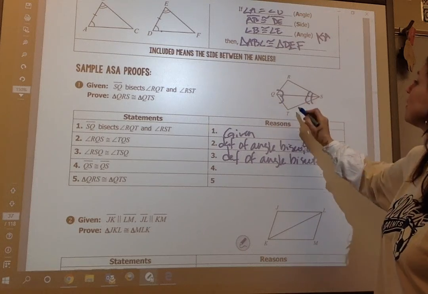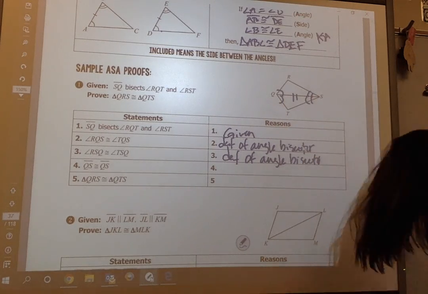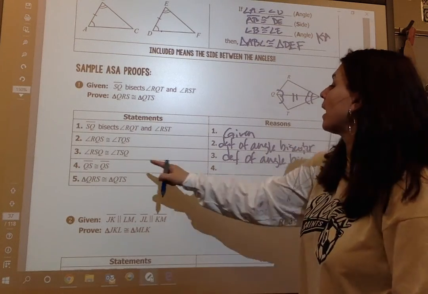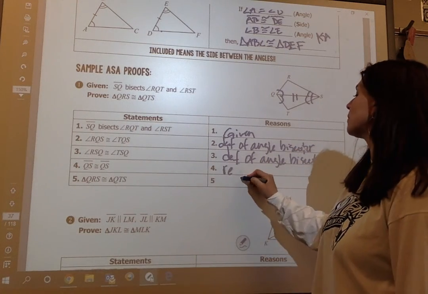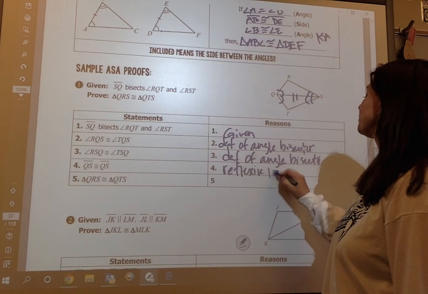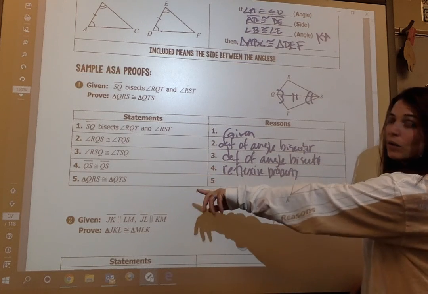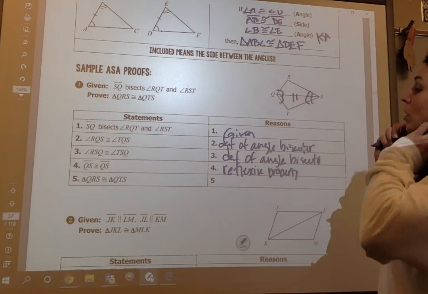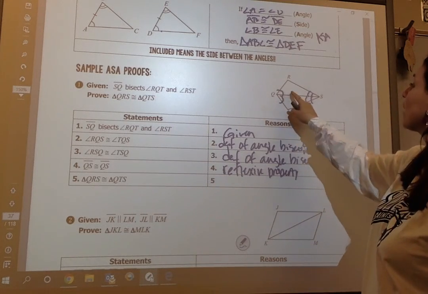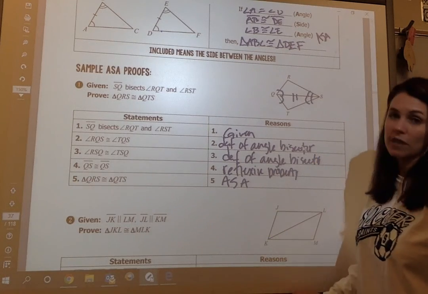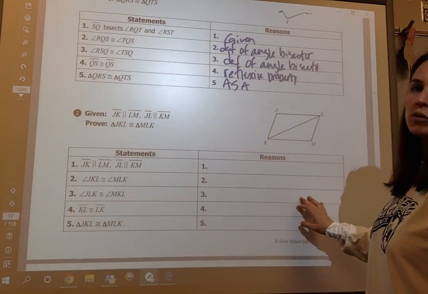I know looking at this diagram that QS is congruent to QS. I didn't need 2 tick marks, I could use 1 if I wanted. But I know that QS is congruent to QS because of the reflexive property. And now I can make my Big Daddy statement that triangle QRS is congruent to triangle QTS because of angle, side, angle. That side is included between those angles. Let's look at number 2.